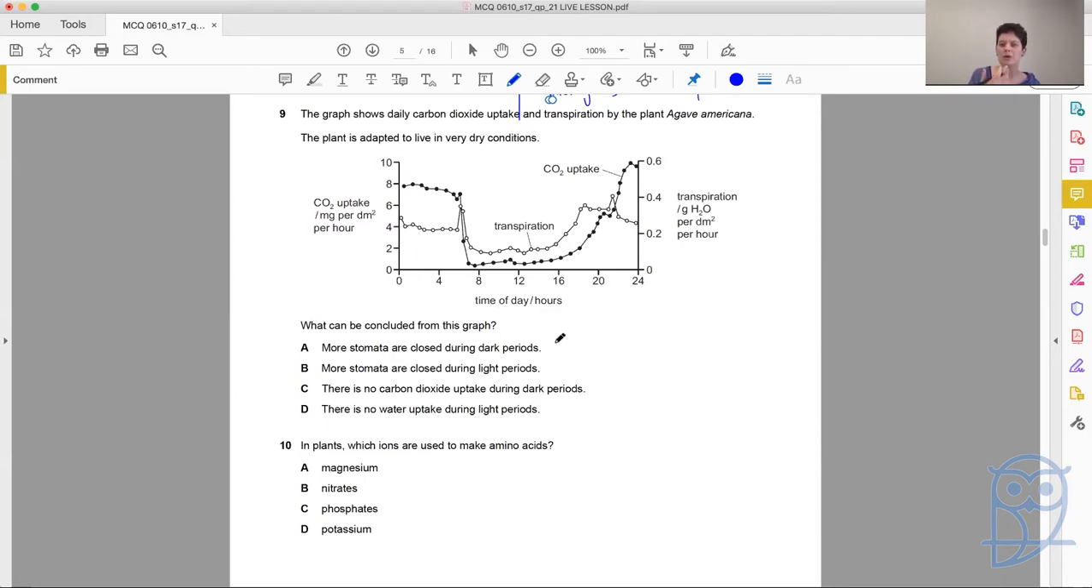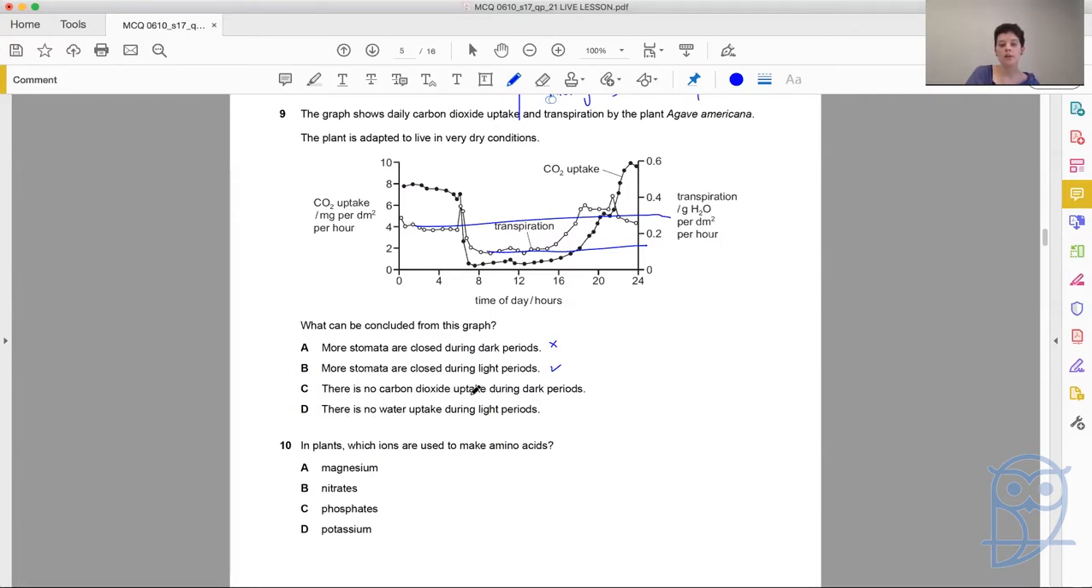Okay, stomata have to be open for transpiration, and we've got more transpiration at night. More transpiration, see, it's higher in the nighttime hours. So they are not closed in the dark periods. More stomata are closed during light periods. Well, now that makes sense, because that would decrease that transpiration in the light. We'll check the other 2 to play safe.